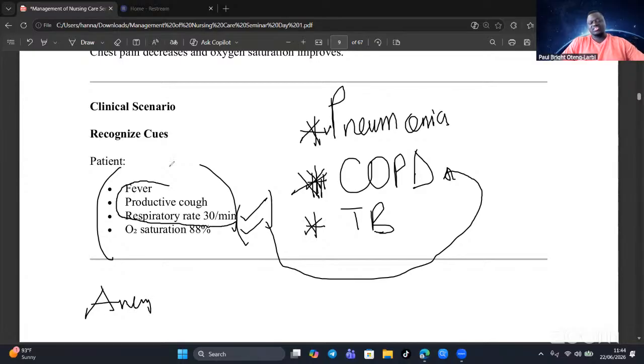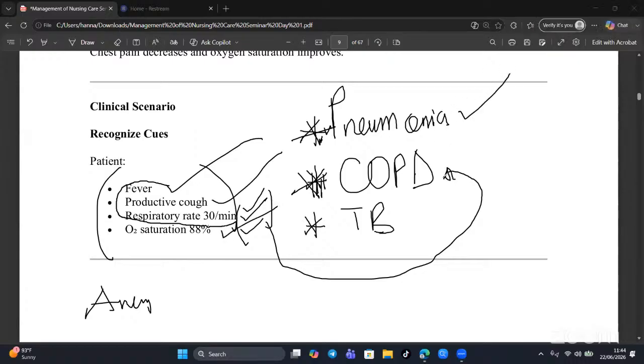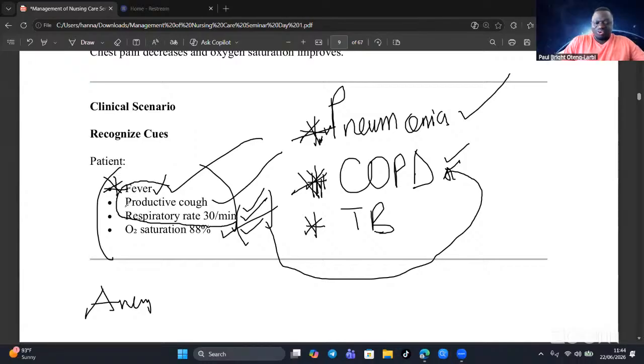Somebody said pneumonia. Is there fever in pneumonia? Yes. Okay. Pneumonia patients, do they cough? Yes. Do they have higher respiratory rate? Yes. Then can their oxygen saturation drop? Yes. So yes, pneumonia. Now let's look at COPD. COPD, do they have fever? No, they don't have. They probably have fever, but it's often low-grade fever, sir, because of chronic inflammation.